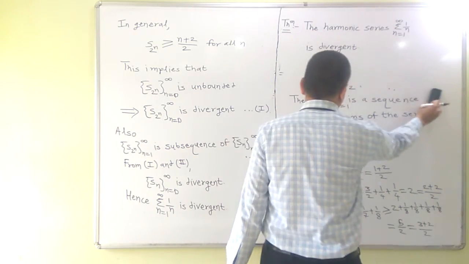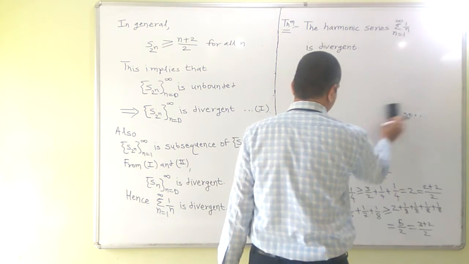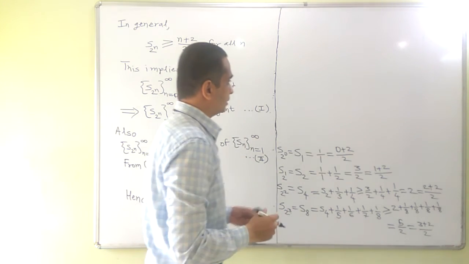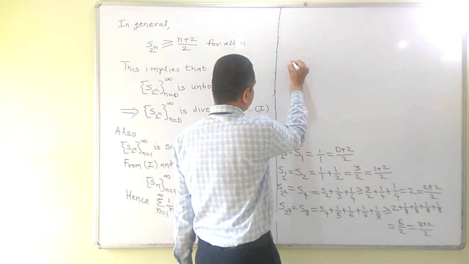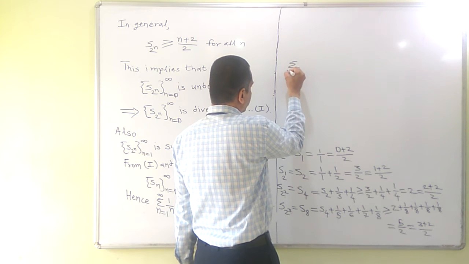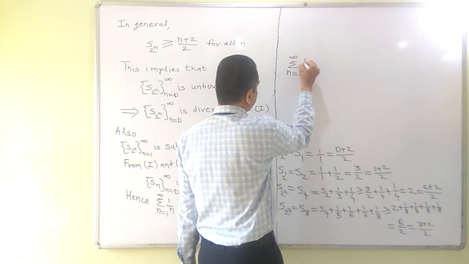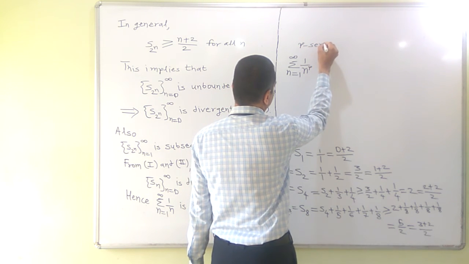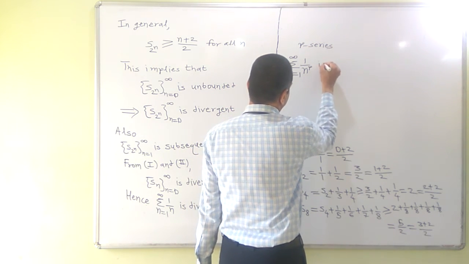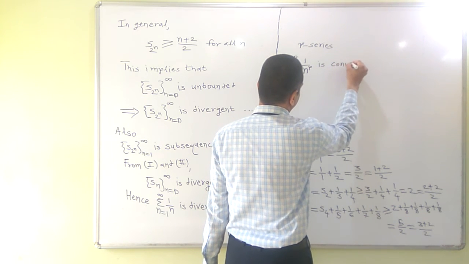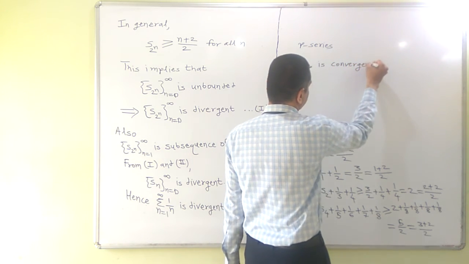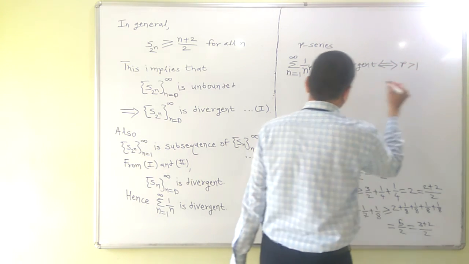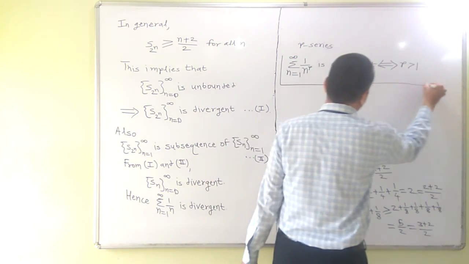Let me tell you one important result. There is a standard series. We have studied the geometric series, we have studied the harmonic series. Now we will see the series which is called the P series, and this is the P series, and this series is convergent if and only if P is greater than 1. So you remember this basic result.